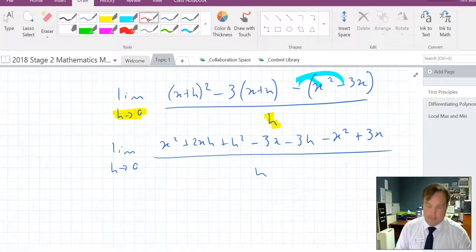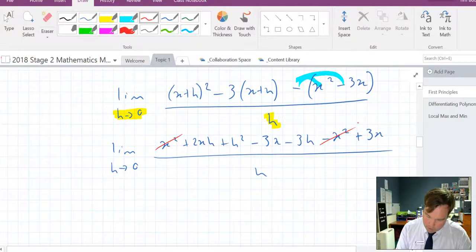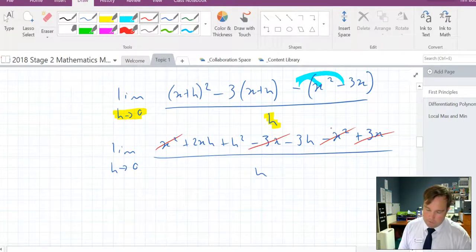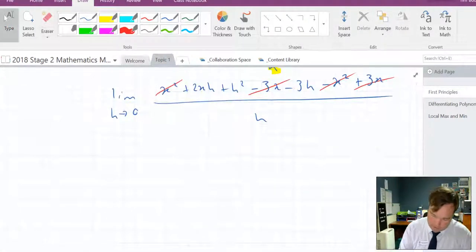Now let's collect like terms. So we have a positive x squared and a negative x squared. We have a positive 3x and a negative 3x. And there are no other like terms that cancel out. So let's take that one step further.